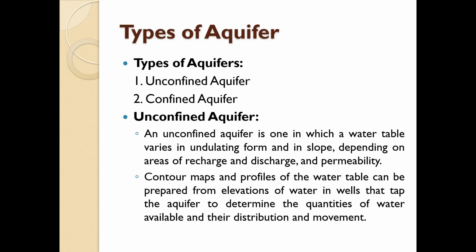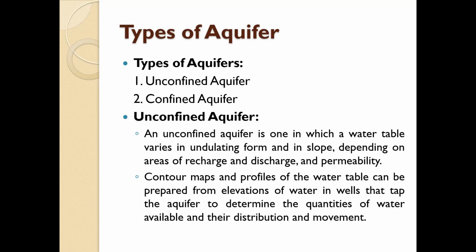confined aquifer. So, unconfined aquifer. An unconfined aquifer is one in which the water table varies in undulating form and in slope, depending on the areas of recharge and discharge and permeability. So it is the aquifer in which the water table varies in undulating form, which we are going to see in the figure in the coming slide, and in slope depending upon the area of recharge and discharge.